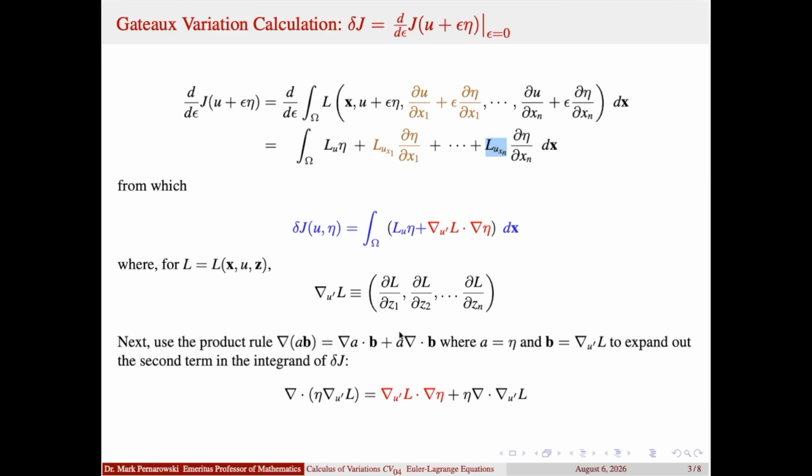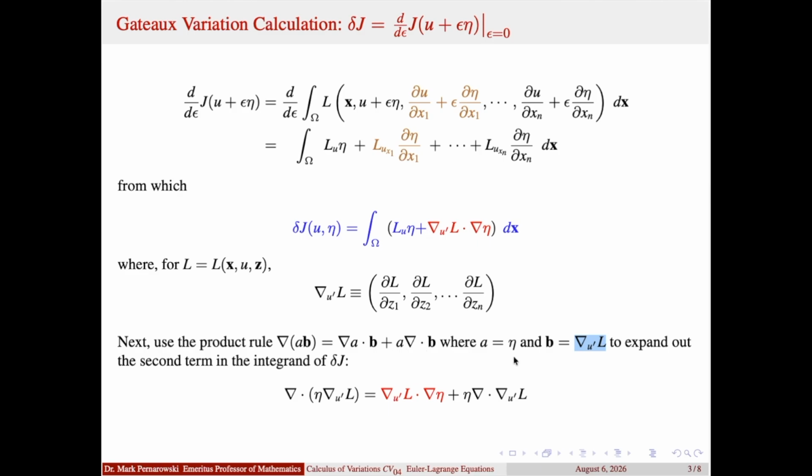So to do that, I'm going to use this product rule. This product rule, this is a scalar A times a vector B, gradient of A dotted with the vector B, etc. And I'm going to identify A as being eta and B as being this new gradient of L in u prime.